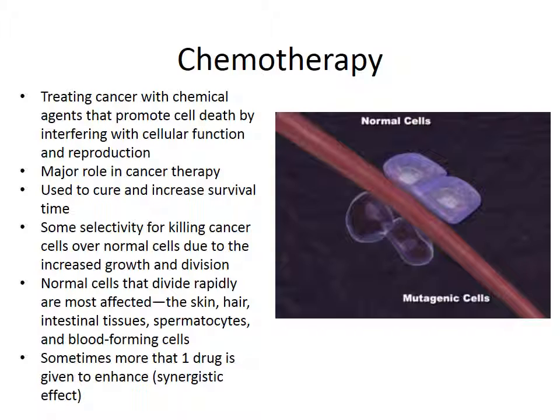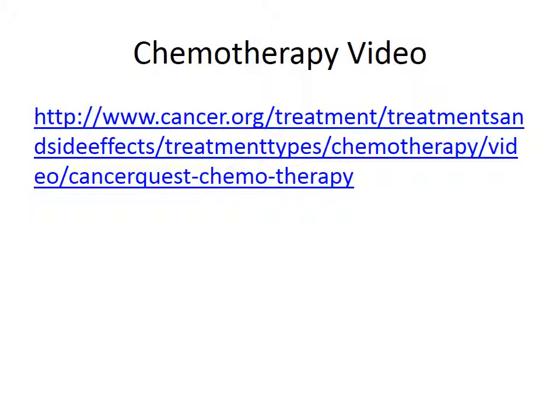Chemotherapy. Treating cancer with chemical agents that promote cell death by interfering with cellular function and reproduction is known as chemotherapy. Chemotherapy plays a major role in cancer therapy, and it's used to cure and increase survival time. Some chemotherapies have selectivity for killing cancer cells over normal cells due to their increased growth and division. Normal cells that divide rapidly are most affected by chemotherapy, those including the skin, the hair, the intestinal tissues, the spermatocytes, and the blood-forming cells. And sometimes in chemotherapy, more than one drug is given to enhance its effect, producing a synergistic effect. The following slide has a link to a chemotherapy video that I think we will find helpful.